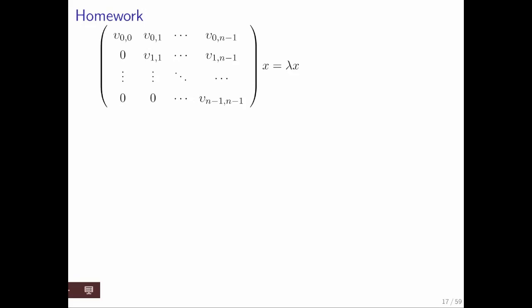Okay, so here's a homework where you're asked to identify all of the eigenvalues and eigenvectors of an upper triangular matrix. Go and think about that one for a bit.